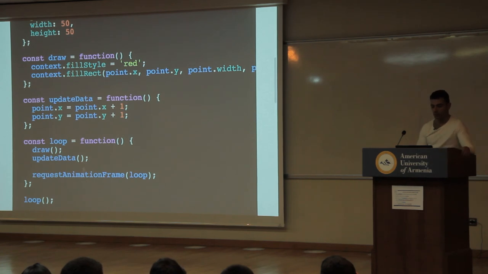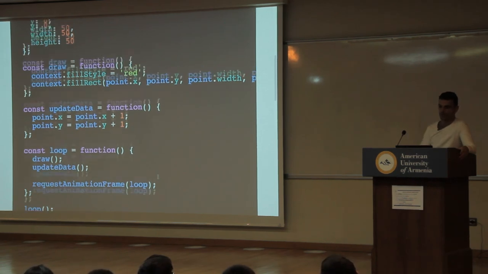Okay, so the question was, how long does the request animation frame wait before it calls you? Generally speaking, it's 60 frames per second. So you're going to get called 60 times every second. But this is not always true because your code might take longer than that. So there are other limitations that might lower the frame rate.